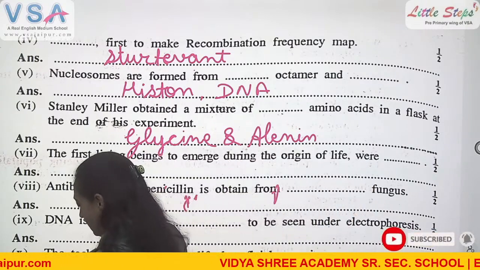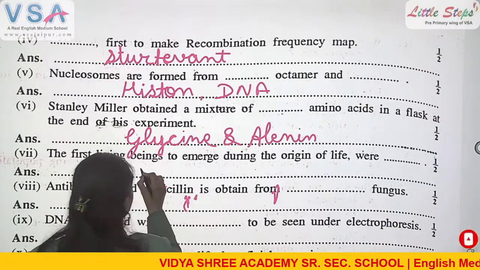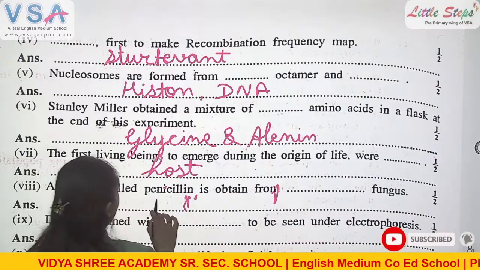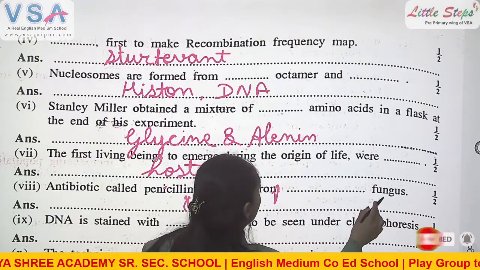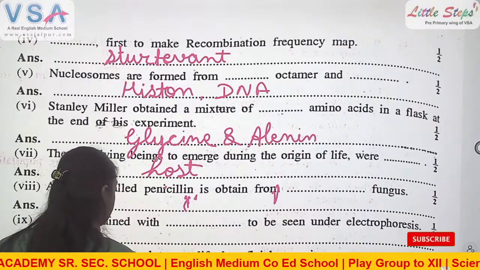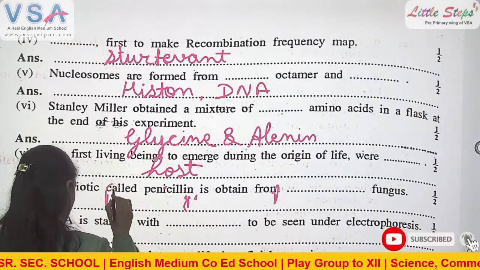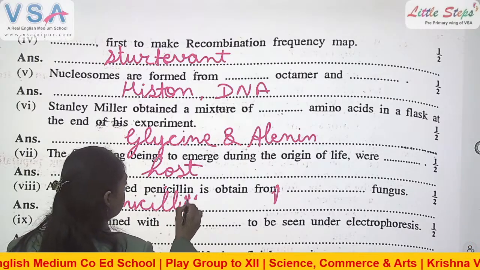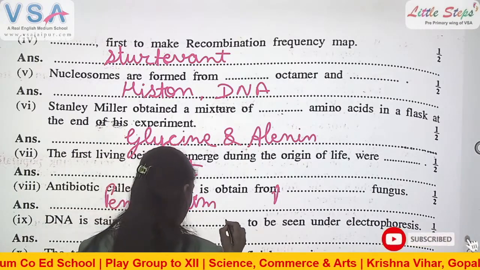Okay, now the next is the first living being to emerge during the origin of life were. This is the host. Next, antibiotic called penicillin is obtained from fungus. Penicillium notatum.